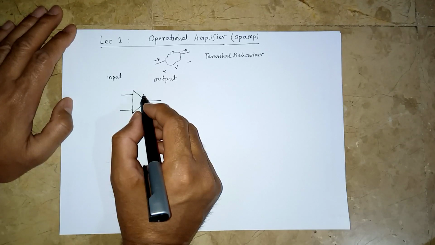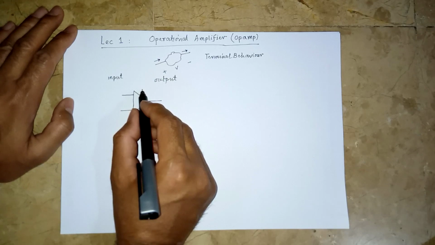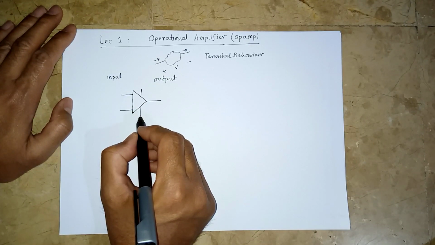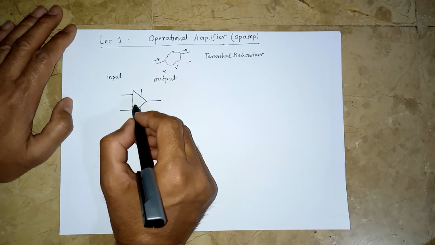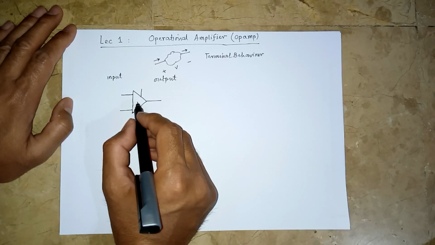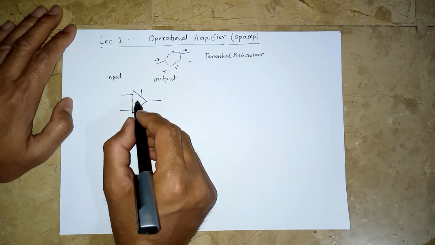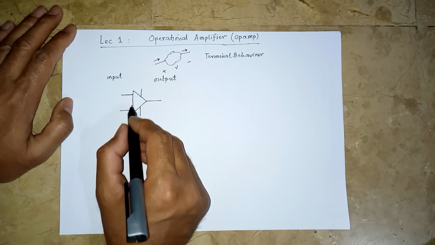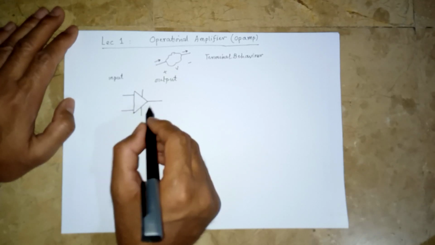There are other terminals very important for its operation, and two of them are the terminals that provide the power to the internal circuitry. That's right, the operational amplifier has a very complicated circuit inside, but right now we are least concerned about what it looks like on the inside. We will just be treating it like a black box, and we will be concerned with its terminal behaviors.